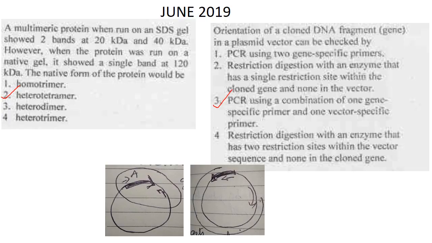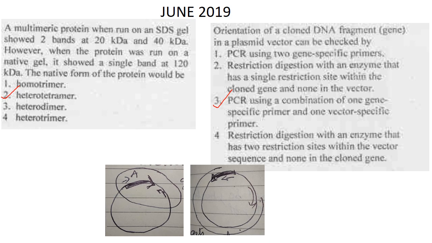So coming to the year June 2019. A multimeric protein when run on an SDS gel showed two bands at 20 kDa and 40 kDa. However, when the protein was run on a native gel, it showed a single band at 120 kDa. The native form of the protein would be.